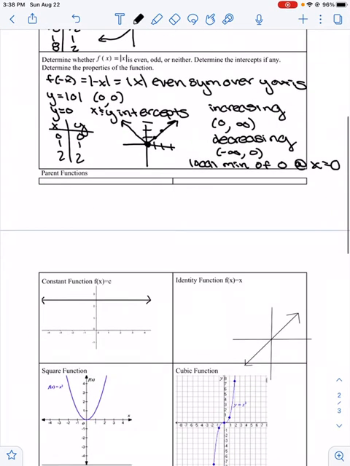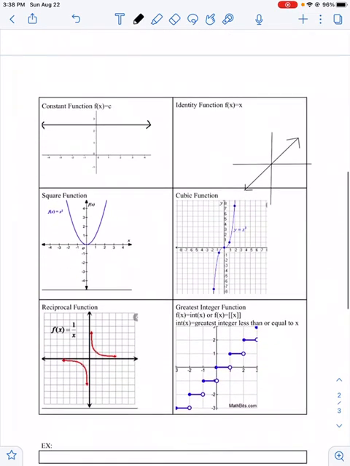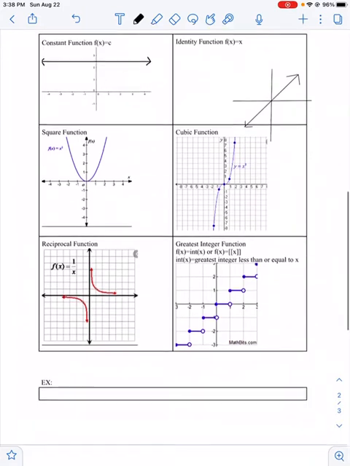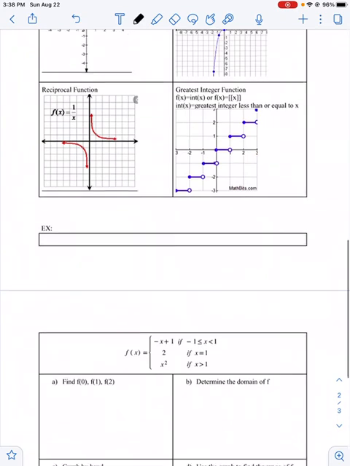Alright, and here's just some parent functions that we want to make sure that we know how to graph. So remember to take some time to go over these. So if I do ask you to graph these, you know how to graph those key parent functions.